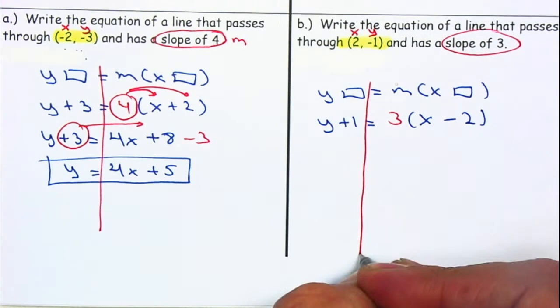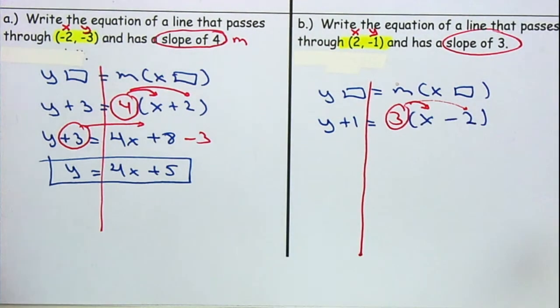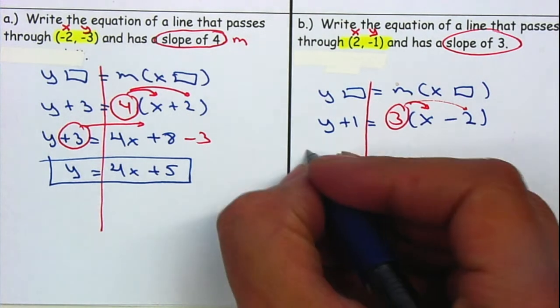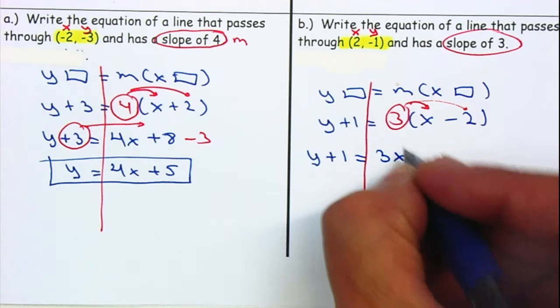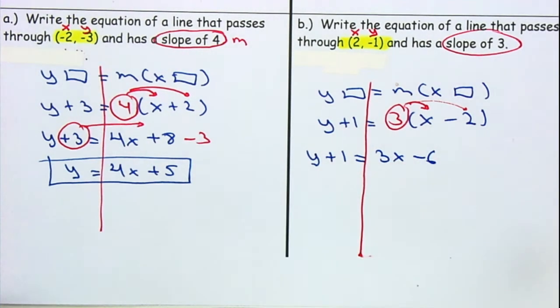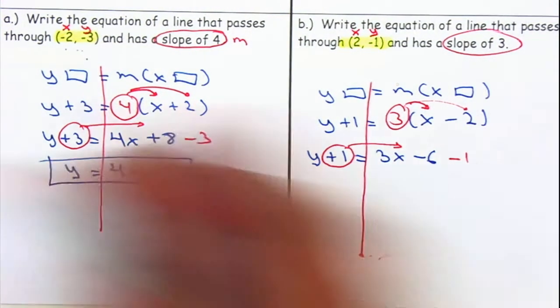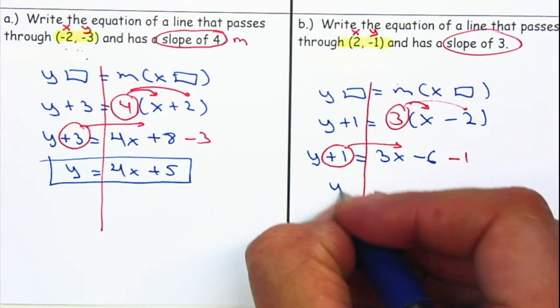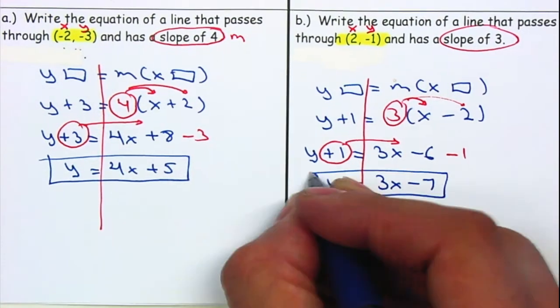I'm going to use the distributive property to simplify. So y + 1 = 3 times x is 3x, 3 times -2 is -6. My last step is to leave the y by itself. Therefore, I'm going to move my 1 to the right, becomes a -1. y = 3x - 7. And that's my final answer.